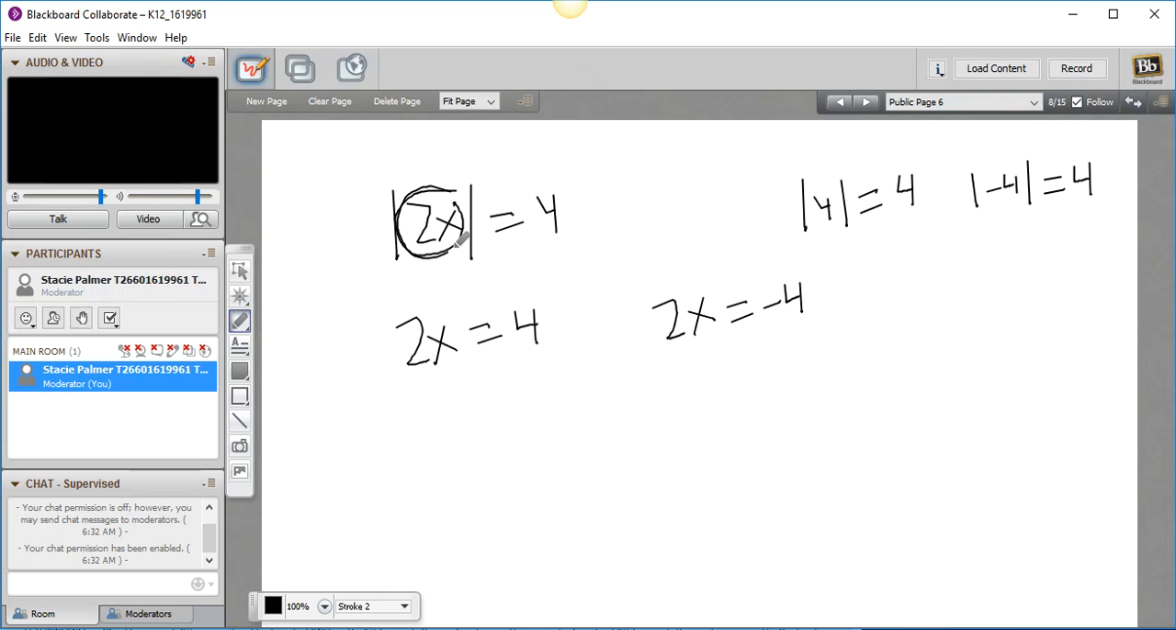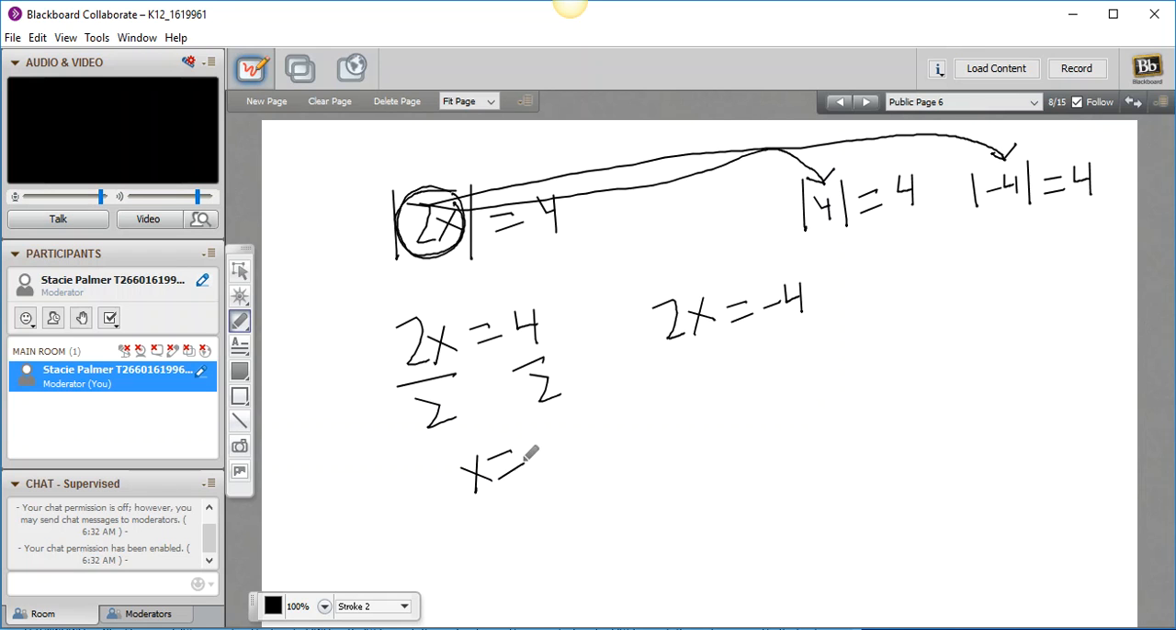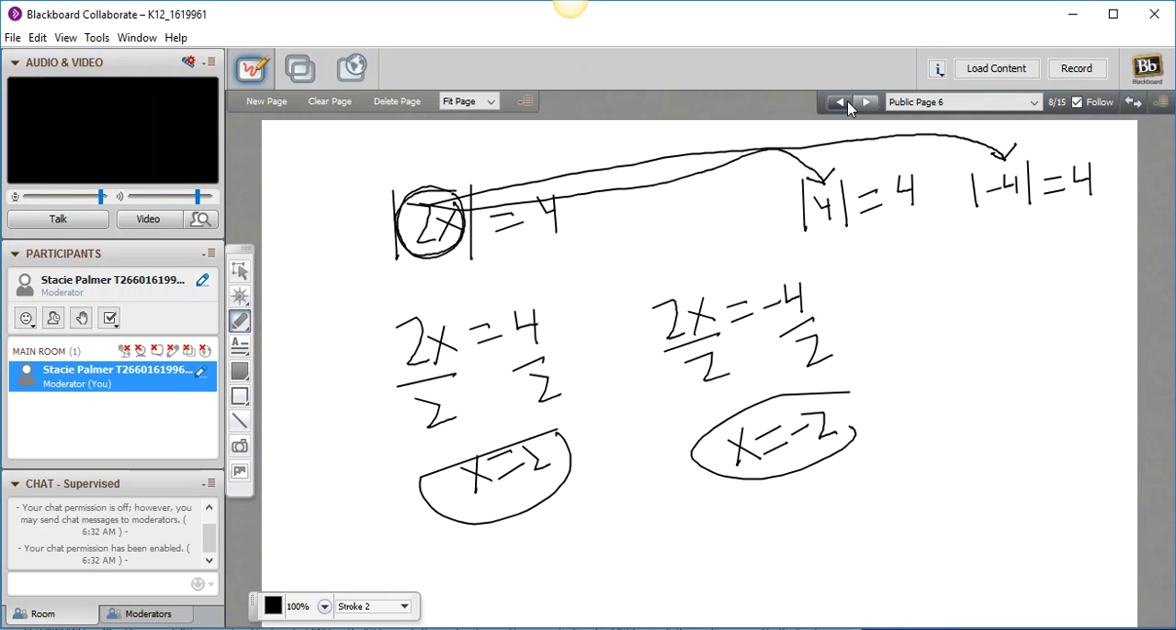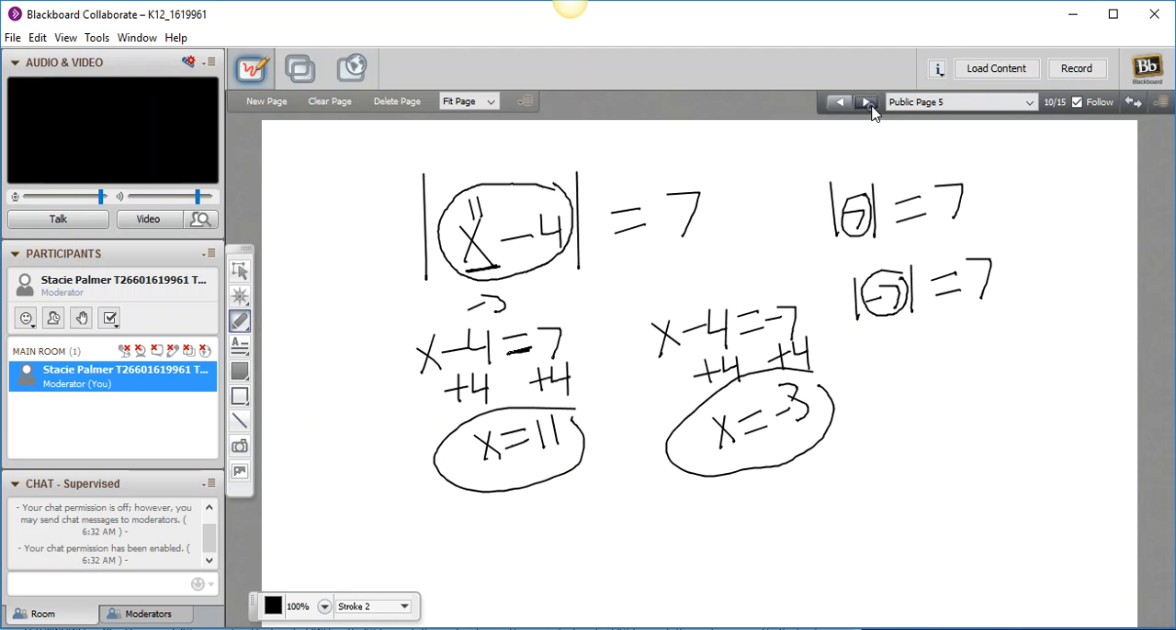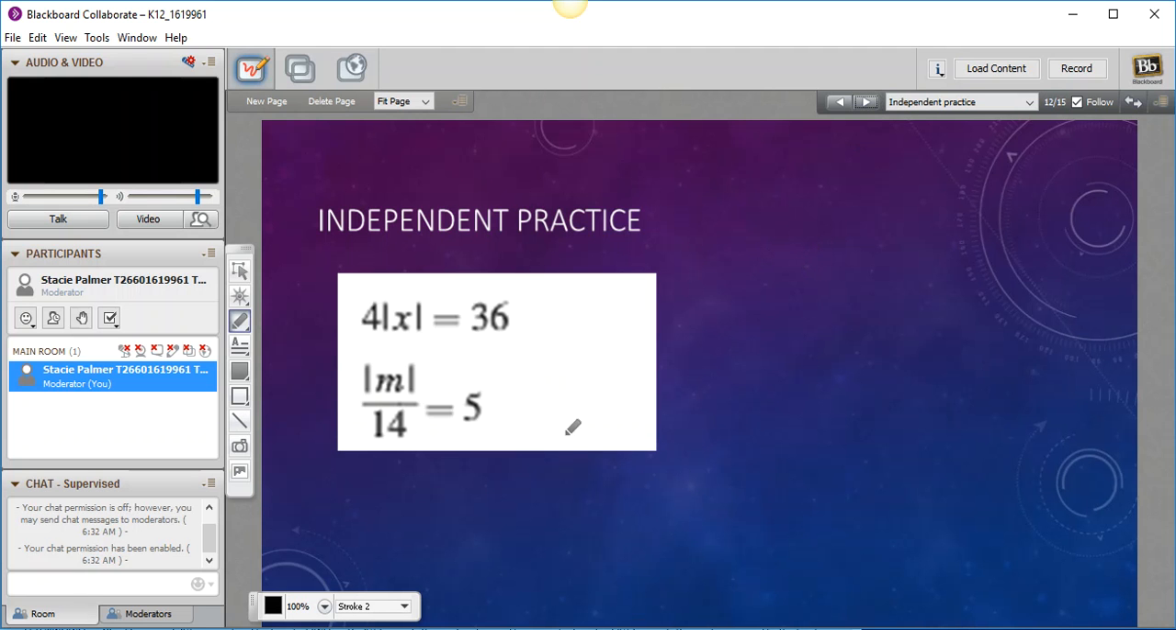So whatever this is, we're going to set it equal to 4, and we're going to set it equal to negative 4. Then we divide by 2 on both sides. x equals 2. Divide by 2 on both sides. x equals negative 2. Both of those give us a solution for this absolute value equation. Okay, let's look at another one. You guys can see here that we have 4 times the absolute value of x is equal to 36.